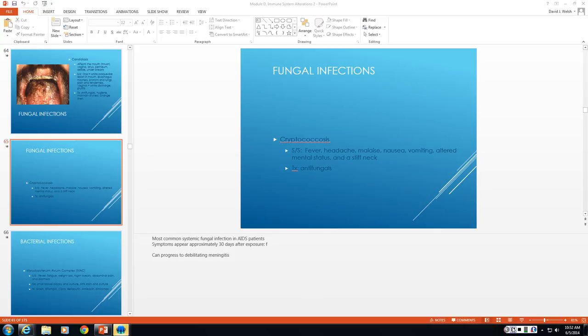The symptoms are going to appear approximately 30 days after exposure. This disease can progress to meningitis. A treatment for this is going to be an antifungal.